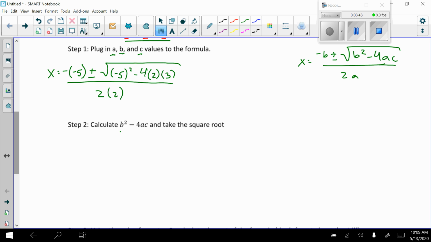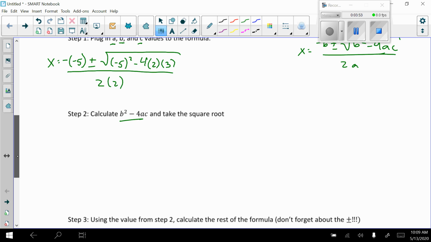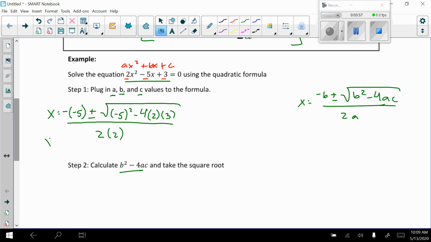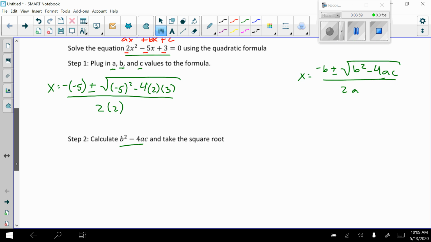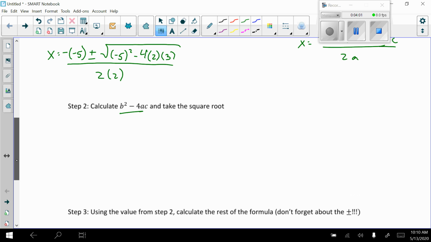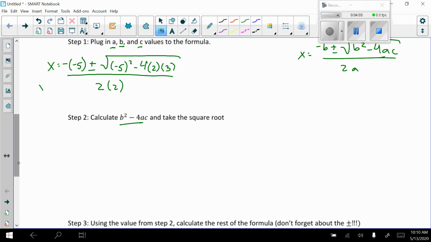Now I'm going to calculate b squared minus 4ac and take the square root. Really, all I'm saying is you're going to start with what's underneath the square root, calculate that number, and try to move inside out and do one piece at a time. So, let's go down here. I have x equals negative negative 5. That's positive 5. I can simplify that.